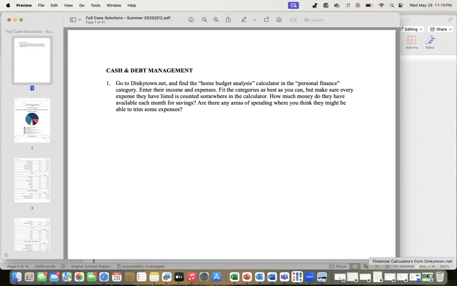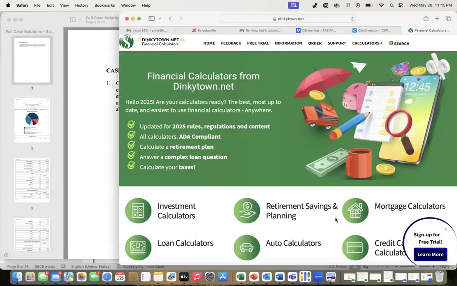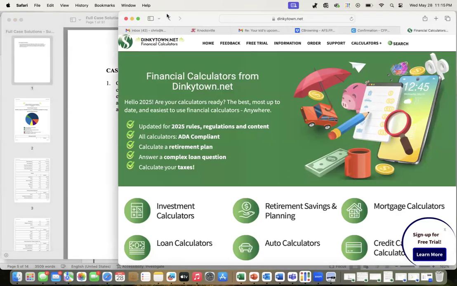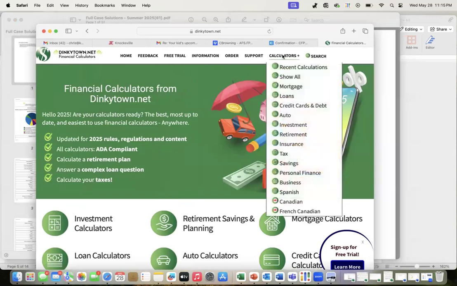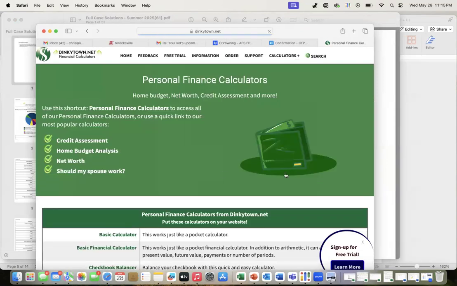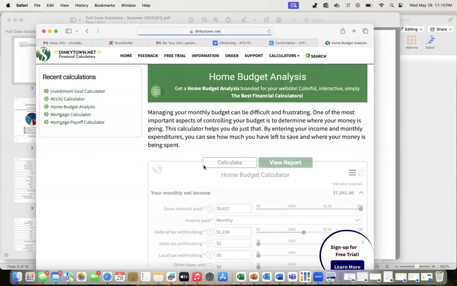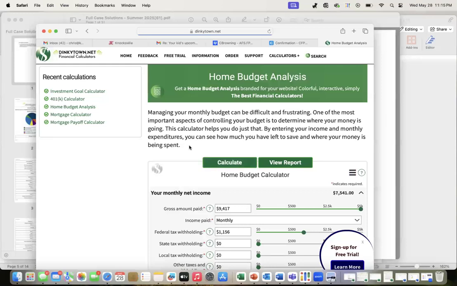And so I'll give you an example for this question of how this works. So going to Dinkytown, this is what it looks like. And so we can come over here to calculators and we can look at our personal finance calculators. And here's the home budget analysis that we want to calculate. Now I've already input the numbers from the case study in here.